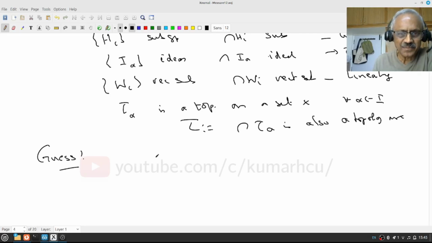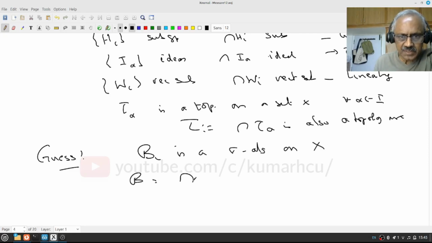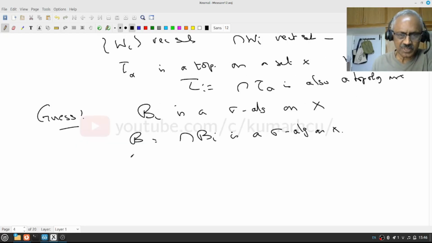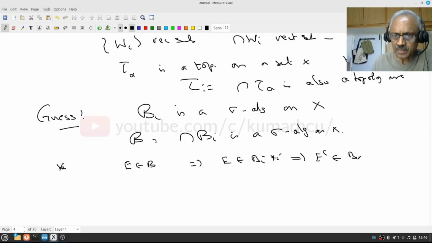Yes. If B_i is a sigma algebra on X, then B, which is the intersection of B_i, is a sigma algebra on X. Again, the proof is extremely easy. Let's look at X. X belongs to each and every B_i, therefore it belongs to B. And if E belongs to B, that means E belongs to B_i for every i, so E complement belongs to B_i for each i, which means E complement belongs to the intersection of B_i, which is B.